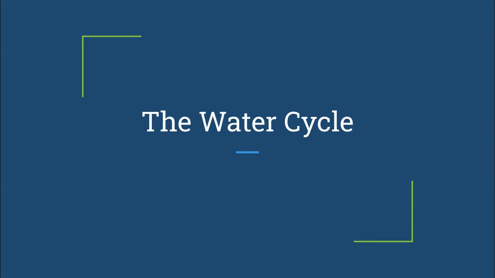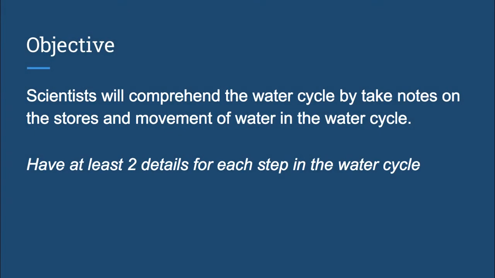The water cycle. The objective of this lesson is that scientists will comprehend the water cycle by taking notes on the stores and movement of water in the water cycle. Now, just a heads up, you're going to want to have at least 2 details for each step in the water cycle.